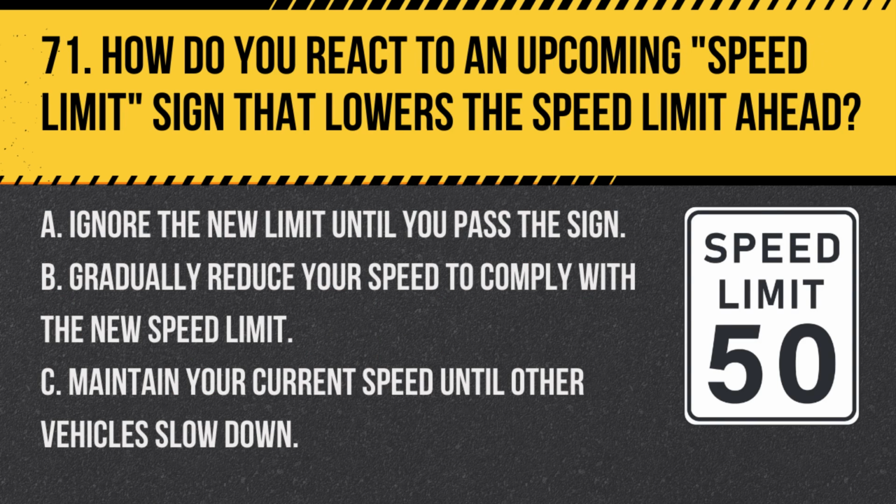Question 71. How do you react to an upcoming speed limit sign that lowers the speed limit ahead? A. Ignore the new limit until you pass the sign. B. Gradually reduce your speed to comply with the new speed limit. C. Maintain your current speed until other vehicles slow down.